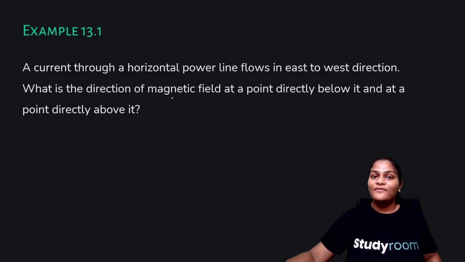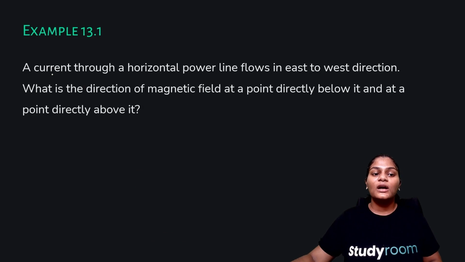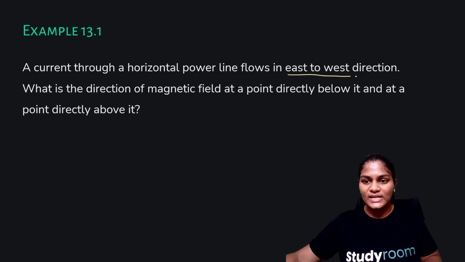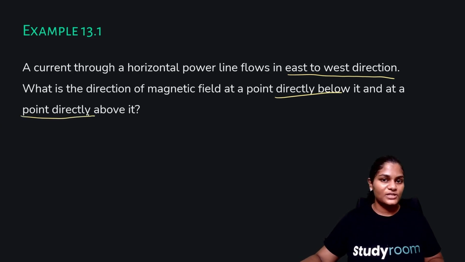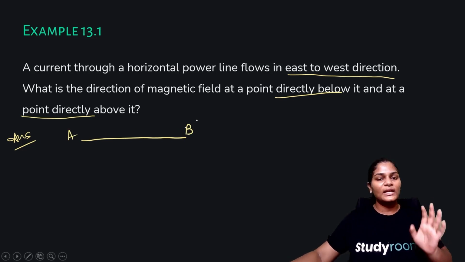Now, we have a question. The question says that a current through a horizontal power line flows in the east to west direction. What is the direction of magnetic field at a point directly below it and at a point directly above it? Okay, great. Now, let's first draw what is given to us. If this is the power line, let's say this is the power line AB.